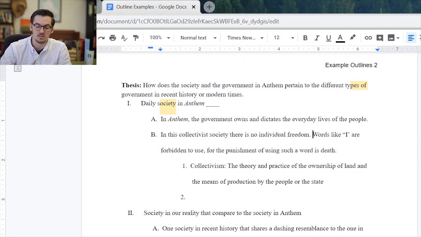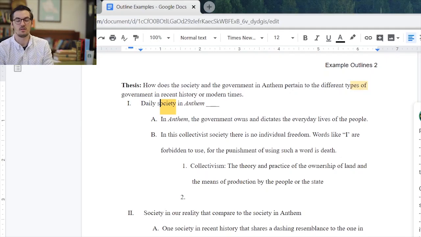Okay, so in summary, the pros and cons of this one. The outline is based on the thesis. Good job. The subpoints expound on the main point. The subpoints are complete sentences, but there's more than 1 sentence. We should fix that. And then also the topic is interesting, comparing our society to the book. That's a great idea for your essay.